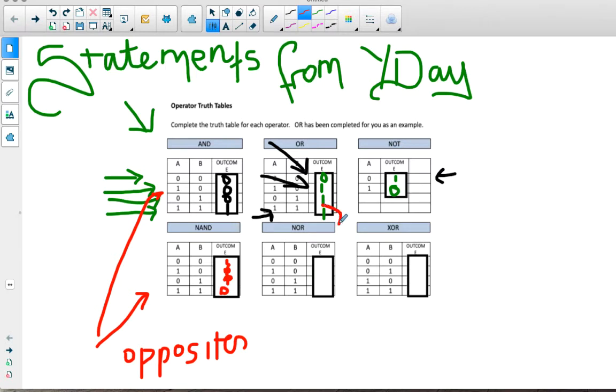A NOR gate is the opposite of an OR. So again, if you remember the OR gate, you can just flip it. Everything that is 1 in an OR gate becomes a 0, and everything that was 0 in the OR gate becomes a 1.